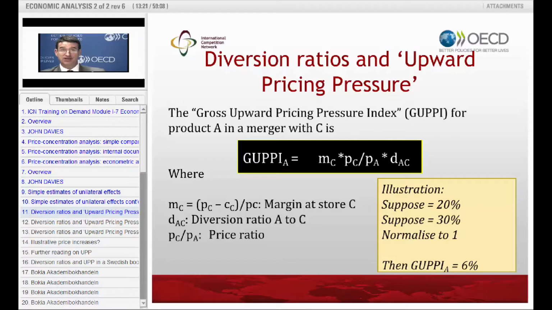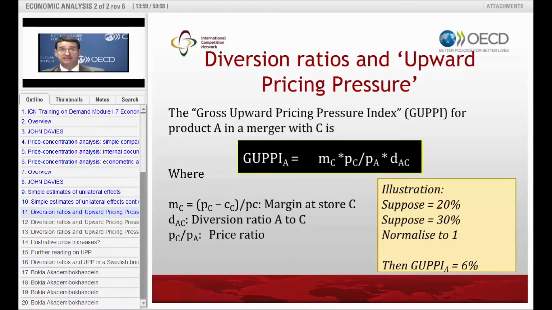So, if we can measure the diversion ratio and the margin, we can combine them into a single measure that captures the firm's incentive to raise prices at A after it has merged with C, the Gross Upward Pricing Pressure Index, or GUPI. The GUPI provides a preliminary indication of the merger's unilateral effects. It's very simple. It's just the margin at C multiplied by the diversion ratio from A to C, all multiplied through by relative prices, so that it's a percentage, not an absolute value. It is a very simple formula.